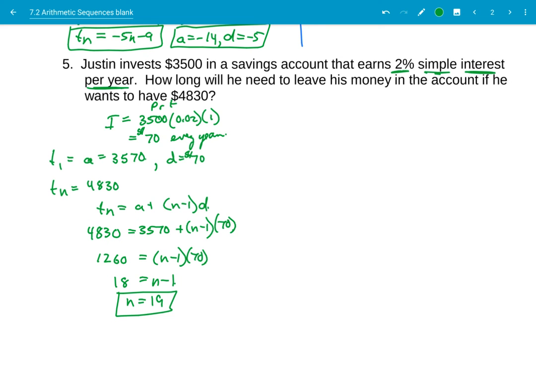So at time 0, there's $3,500. And 17 years later, we would have, well, 19 years later. So it will take 19 years to reach 4830. And that's it.